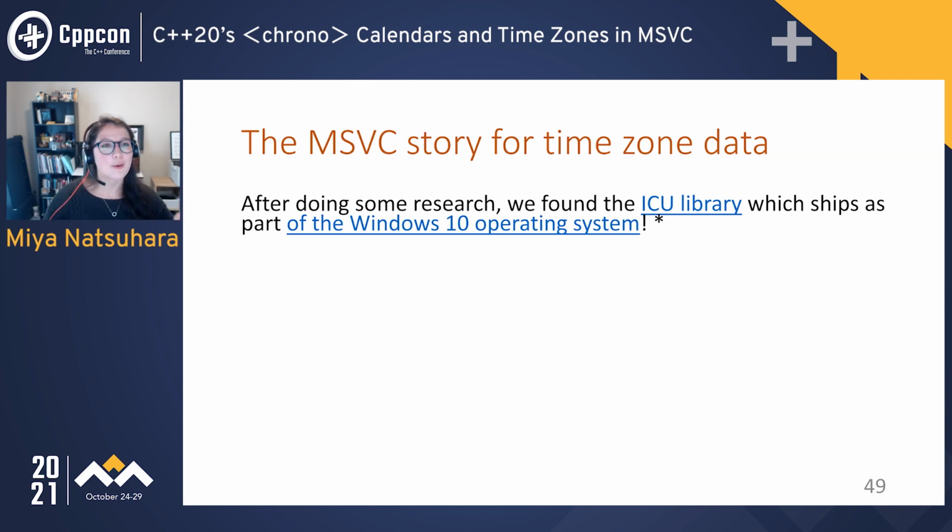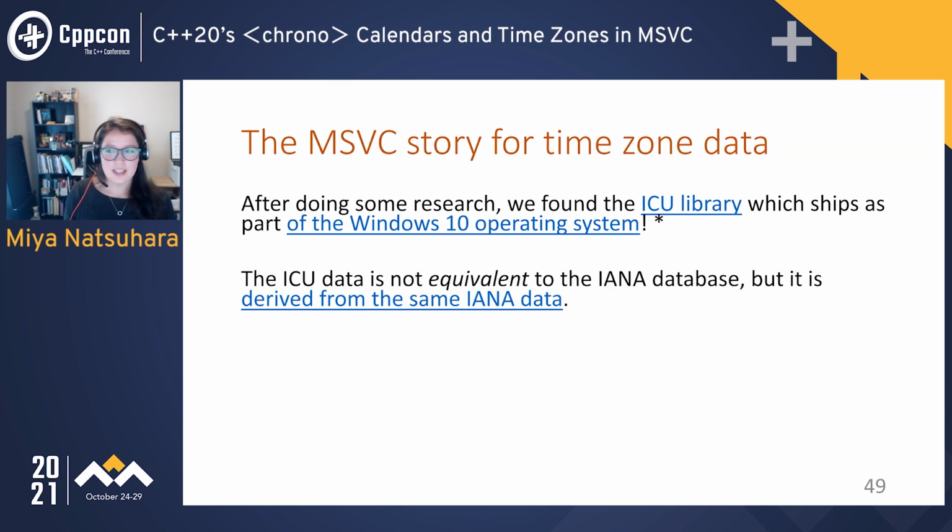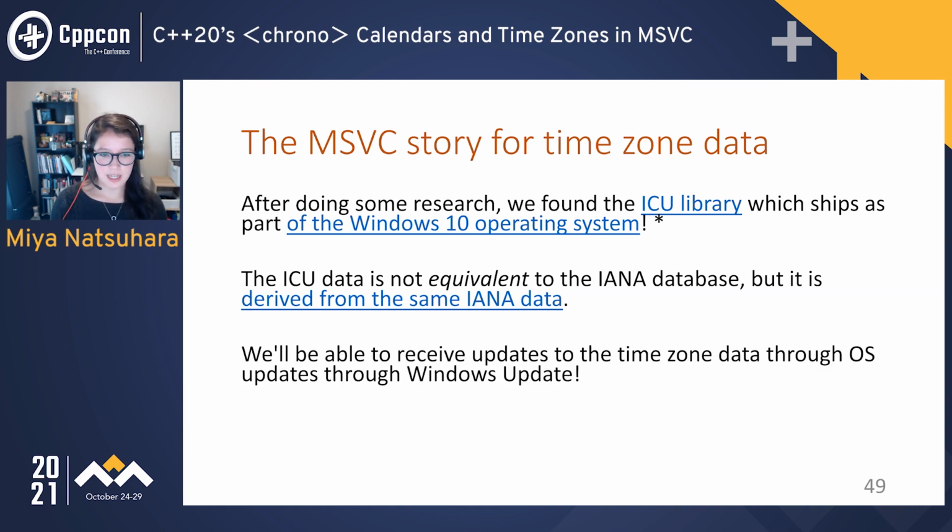Again, super great news. So the ICU data, it's not completely equivalent to the IANA database, but it's derived from the same IANA data. So it's pretty close. It gets us most of the way there. And this is actually available to us through the operating system, which is a huge, huge plus. We'll be able to receive updates to the time zone data through OS updates and through Windows Update, maybe on those Patch Tuesdays. And so we don't have to worry about having that kind of static image of what the data looked like at one point in time, we can actually receive those regular updates with time zone renames, etc.